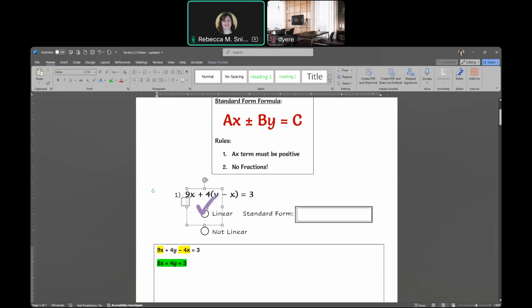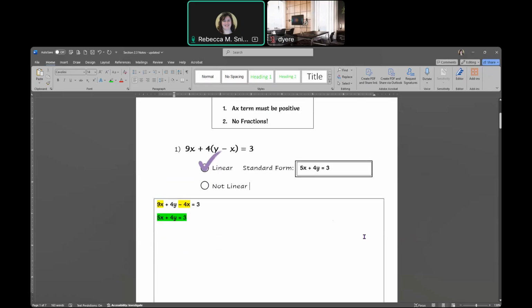So we would select and state that this one is in fact linear, and then in Hawks you will be given a place where it wants you to enter in your standard form. So that's exactly what you would type. You would type 5x plus 4y is equal to 3. And that is going to give you everything you need to answer this particular question.